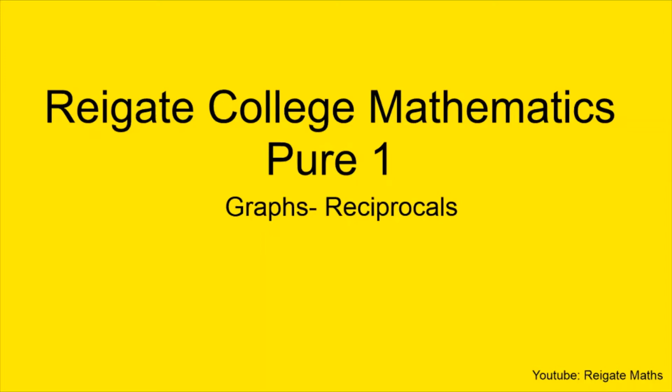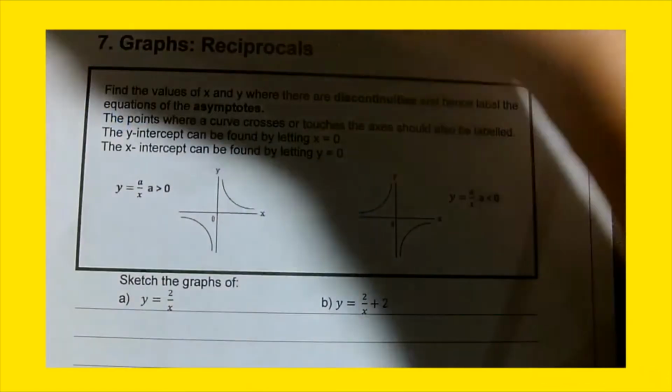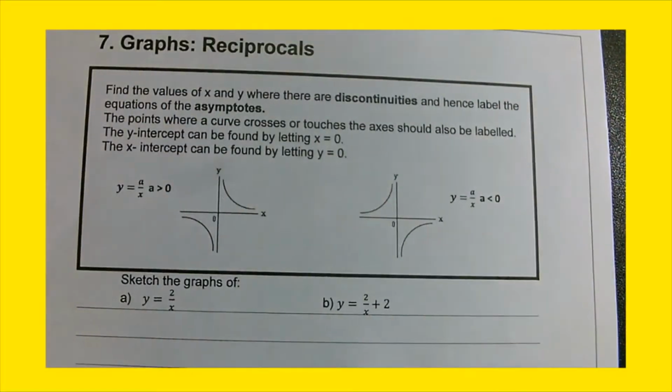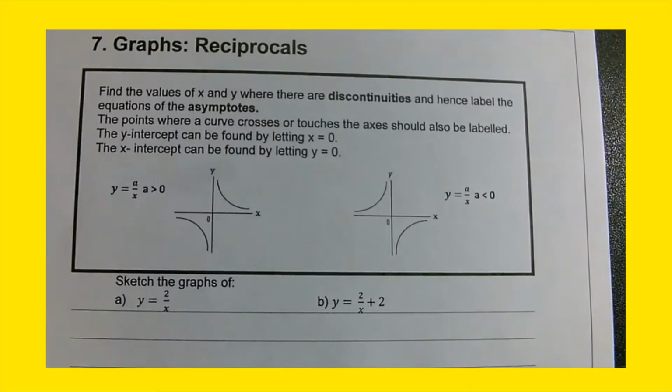Hello and welcome to the final video on graphs, where we're looking at reciprocals, both types of reciprocals: the normal type and the one with the x squared. So here's the page from the workbook. Reciprocals you must have seen at GCSE, if not then it's a quick recap and then we'll get into sketching them.